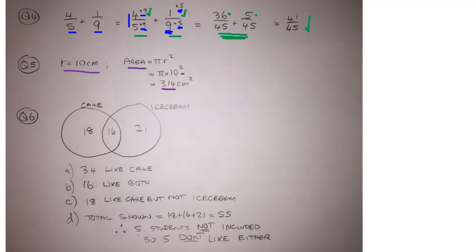Question 6. It's really taking this Venn diagram that we've drawn here and answering a couple of group of questions. Interpreting 34 like cake, and that is comprised of the 18 and the 16. You see that there's actually 34 people in that circle. We've also got 16 like both. Now the idea there is 16 is this guy here in the middle there. Okay, so 16 fits within both of the circles.